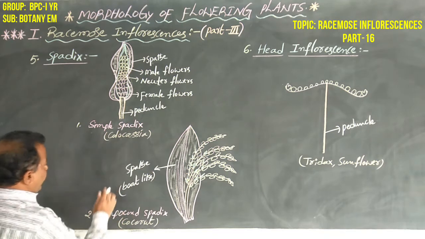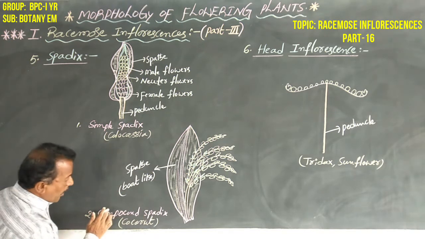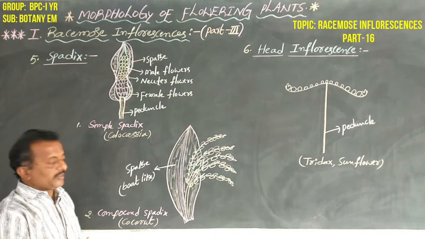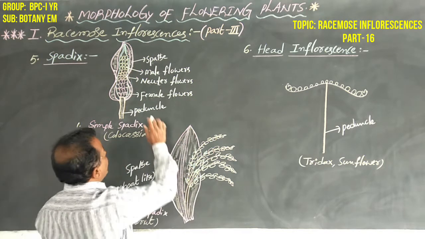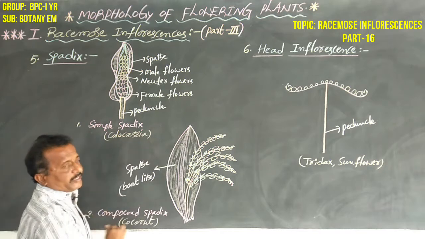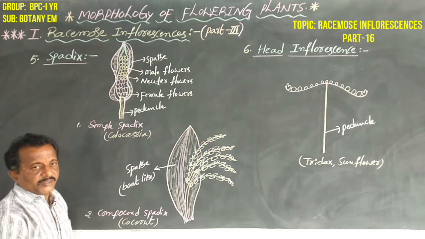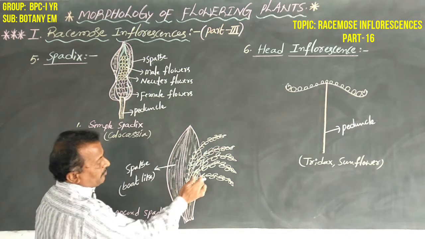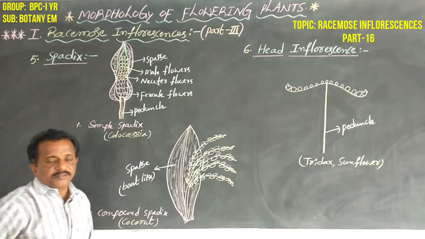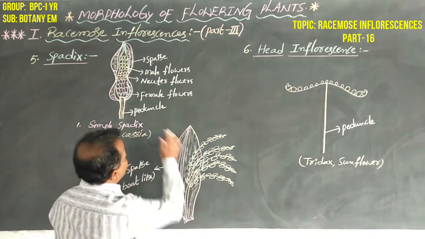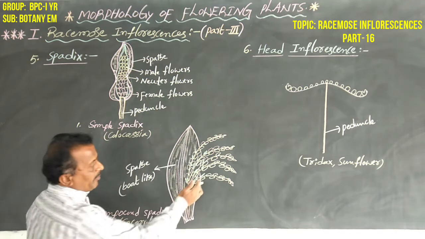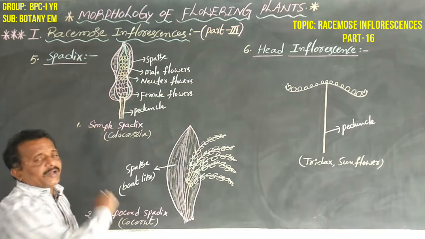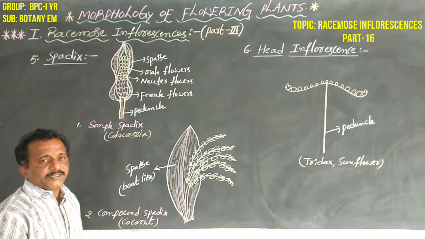Next, compound spadix, which is seen in Musa and coconut. So this is a compound spadix. Don't get confused: the earlier one is a simple spadix seen in Colocasia, and this is a compound spadix. This is a peduncle. In simple spadix the peduncle is unbranched; in compound spadix the peduncle is branched, so these are branched peduncles. The arrangement is similar to simple spadix: female flowers, neuter flowers and male flowers, all unisexual sessile flowers in acropetal manner.